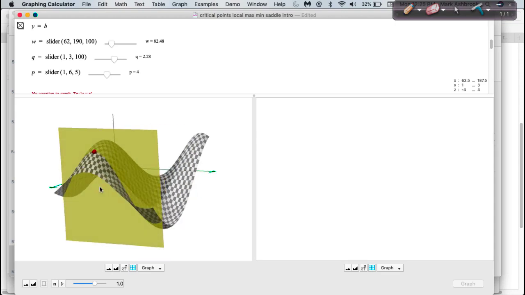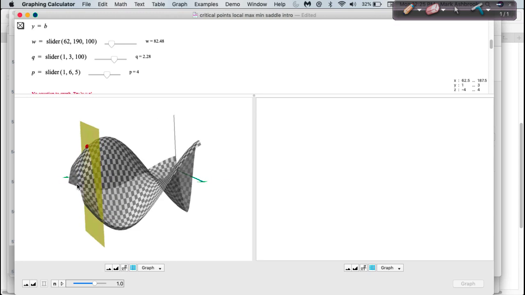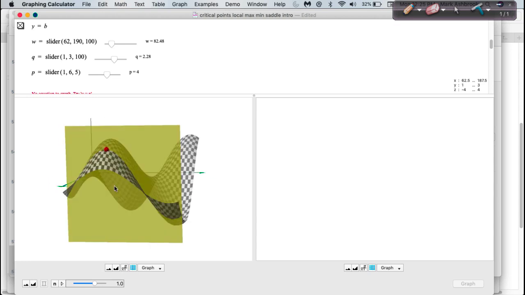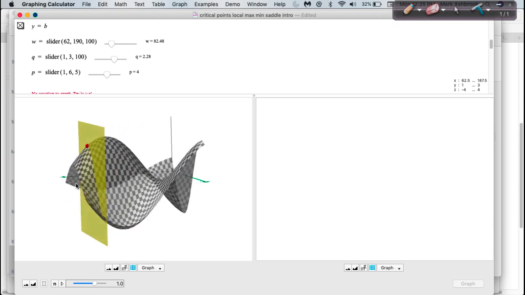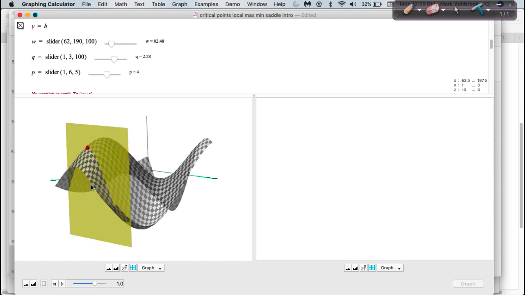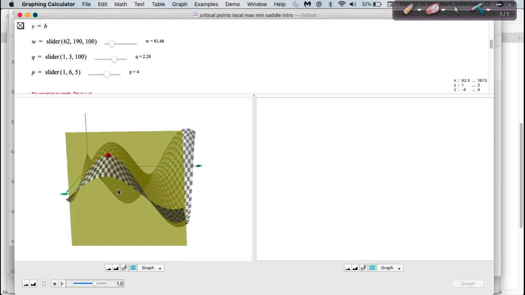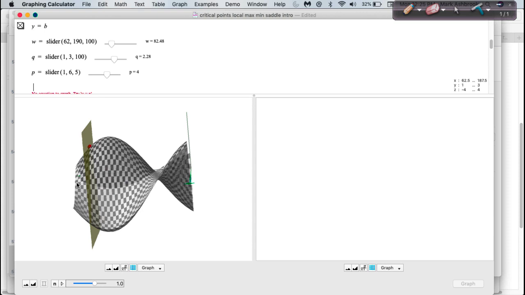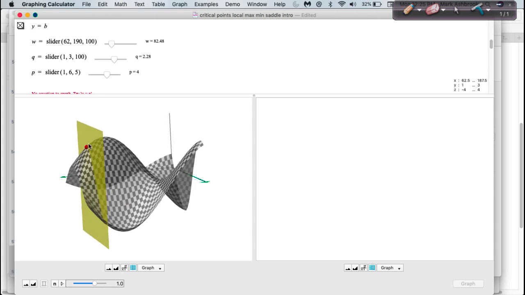Just talk these out. First partial with respect to x, positive or negative? Negative. Z is going down, right? Second partial with respect to x, positive or negative? No, it's not getting less positive. It's getting more negative. The rate is getting more negative down there. So the partial with respect to x is negative because z is decreasing. The second partial with respect to x is negative because the rate of change is decreasing. Agree?